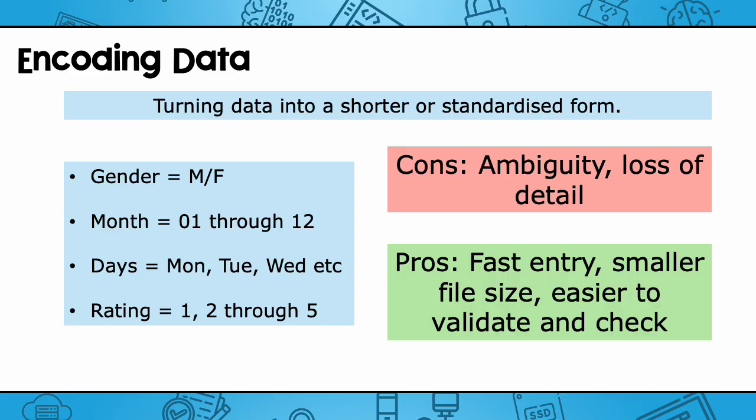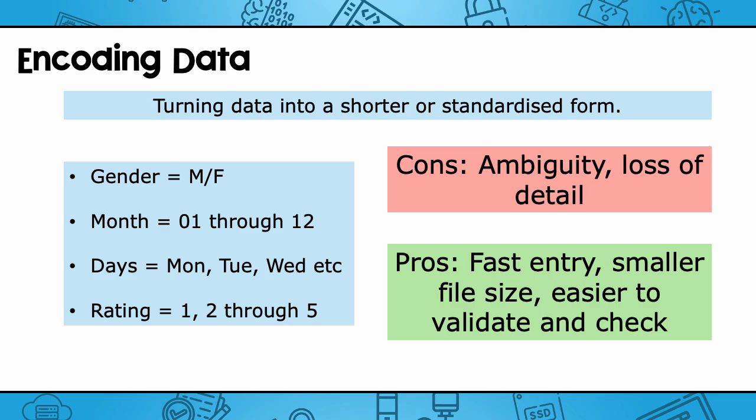There are benefits to that. The benefits of encoding mean that data can be entered faster. It means that you can check and validate it a lot quicker. It saves on space, so it makes the data more efficient. If you are collecting a lot of data and storing it in a database, reducing your gender field to an M and an F rather than the words male or female is going to reduce the amount of storage that's needed. It's going to be quicker to search and process.